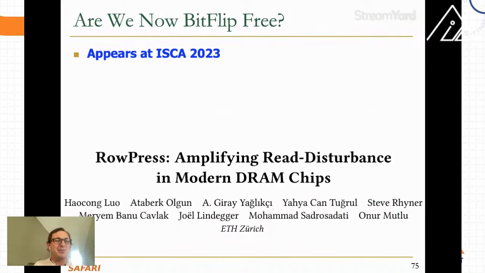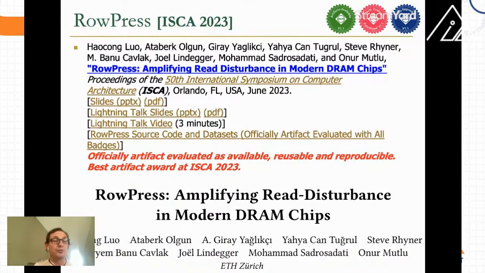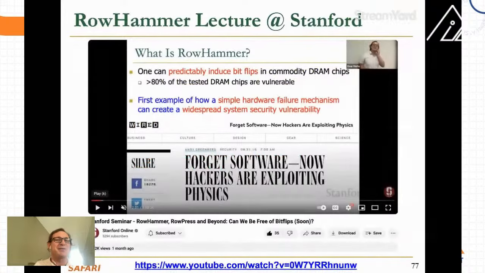I will not spend more time on this, but basically it's very difficult to solve these problems at the device level. We have more recently shown at the ISCA conference in June that there's another read disturbance phenomenon called RowPress that makes RowHammer even worse. And I will let you take a look at it because we don't have a lot of time.